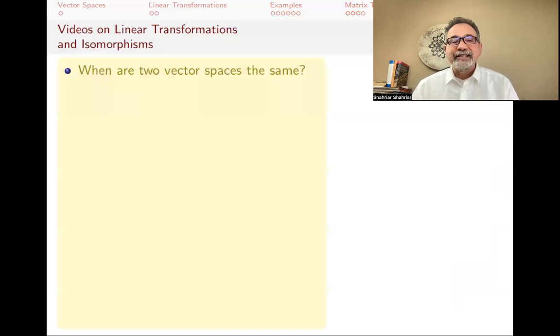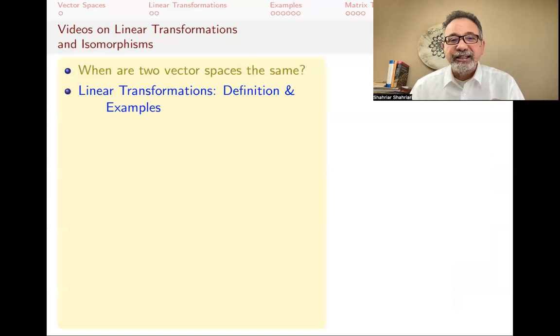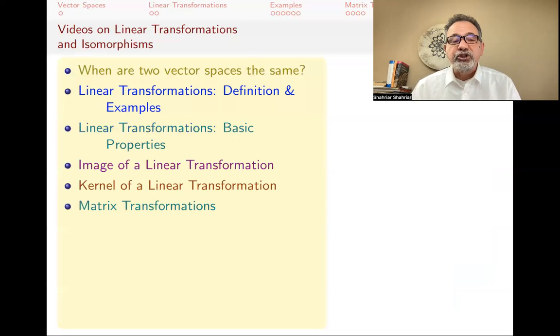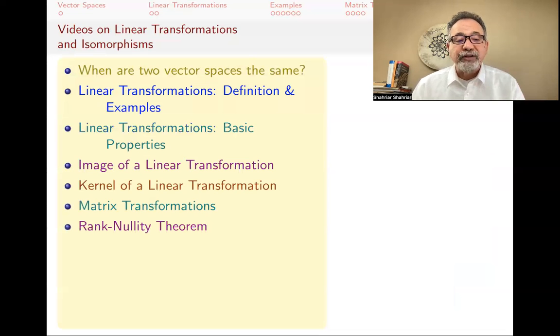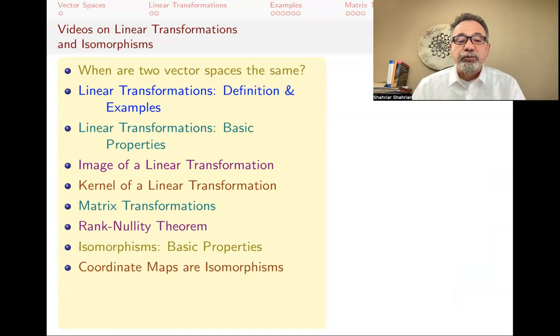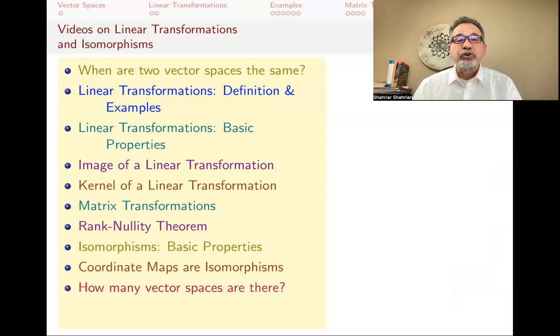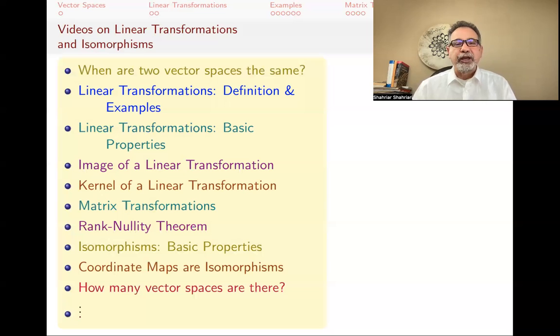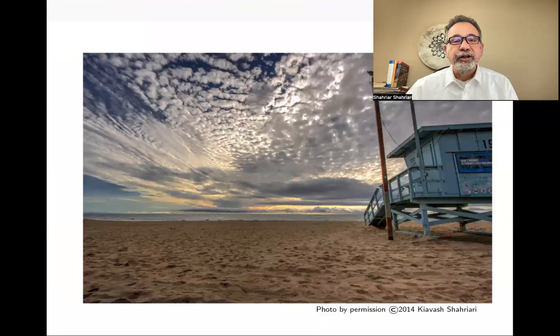Now, this is, as I said, a lecture in a sequence of lectures on linear transformations. This was the second one, but there's going to be another one on basic properties, then on image, the kernel, more on matrix transformations, the rank nullity theorem, a very important theorem, and then we go back to isomorphisms and try to discern how many vector spaces of different kinds there are to begin with. So this is the end of this lecture.